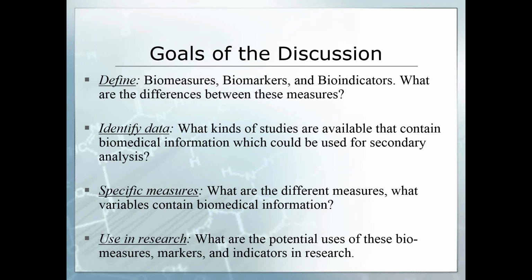and thoughts from others. The second goal is to identify data. What kinds of studies are available that contain biomedical information that could be used for secondary analysis? Thirdly, specific measures. What are the different measures? What variables in our collections contain biomedical information and their use in research? What are the potential uses of these biomeasures, markers, and indicators in the research of other people?